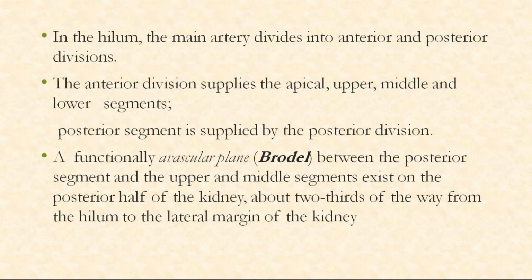In the hilum, the main artery divides into anterior and posterior divisions. The anterior division supplies the apical, upper, middle and lower segments, whereas the posterior segment is supplied by the posterior division. And you need to remember this very important thing: there is a functionally avascular plane called the space of Brodel, located between the posterior segment and the upper and middle segments. It exists on the posterior half of the kidney, about 2/3 of the way from the hilum to the lateral margin of the kidney.